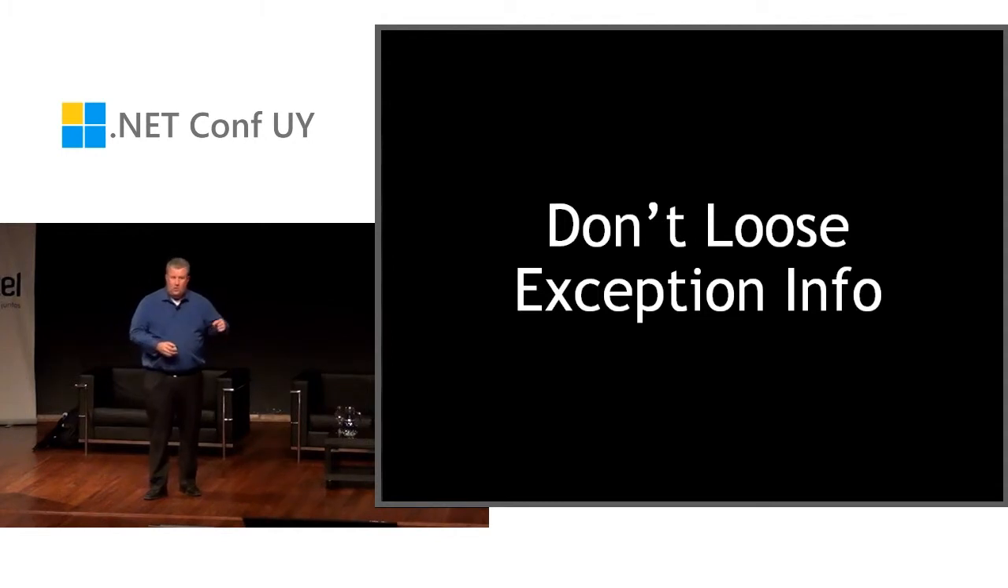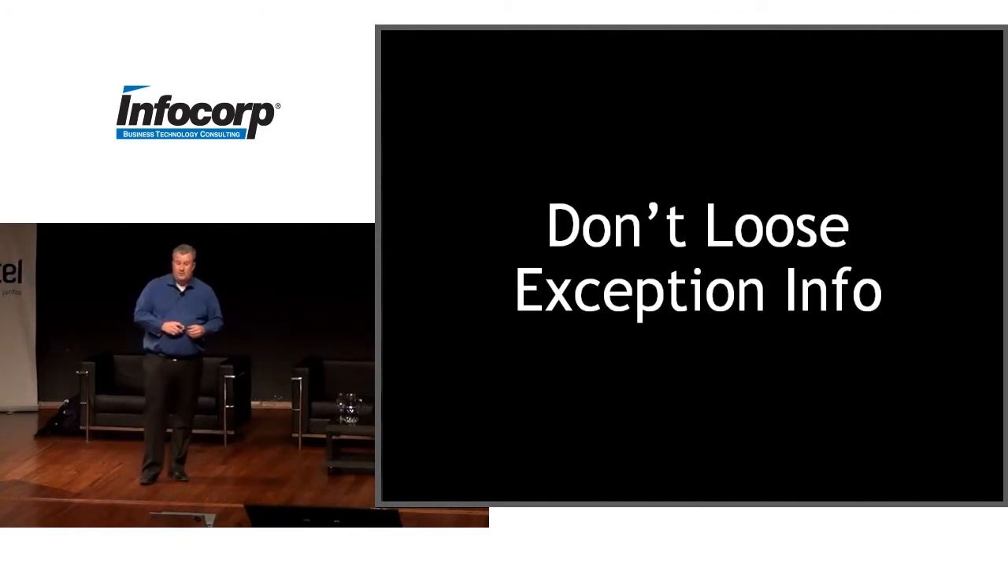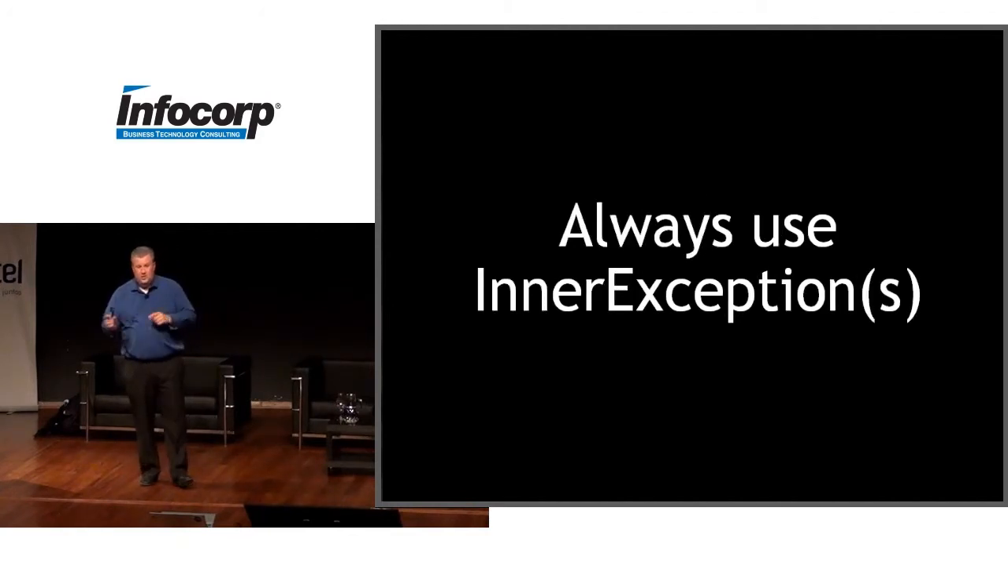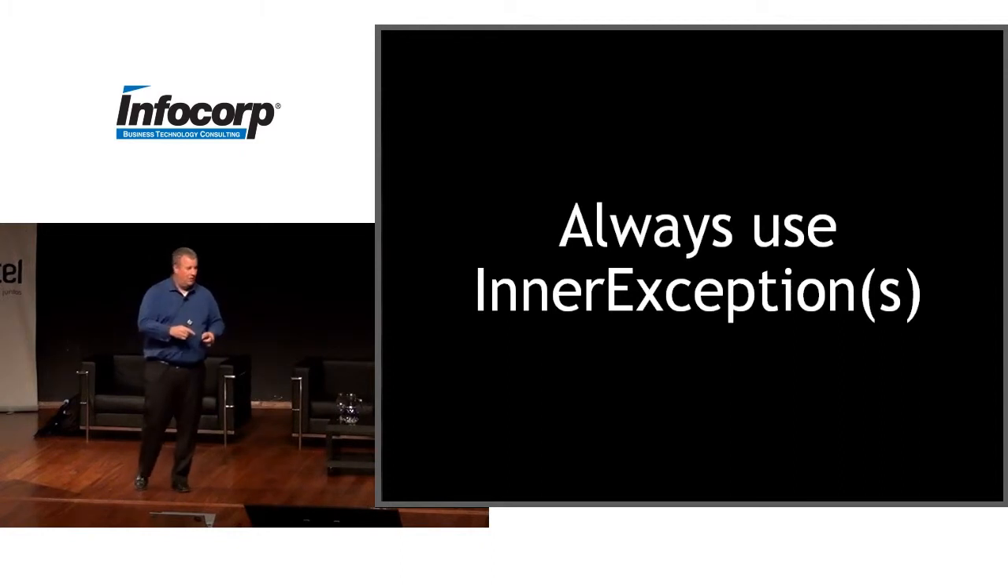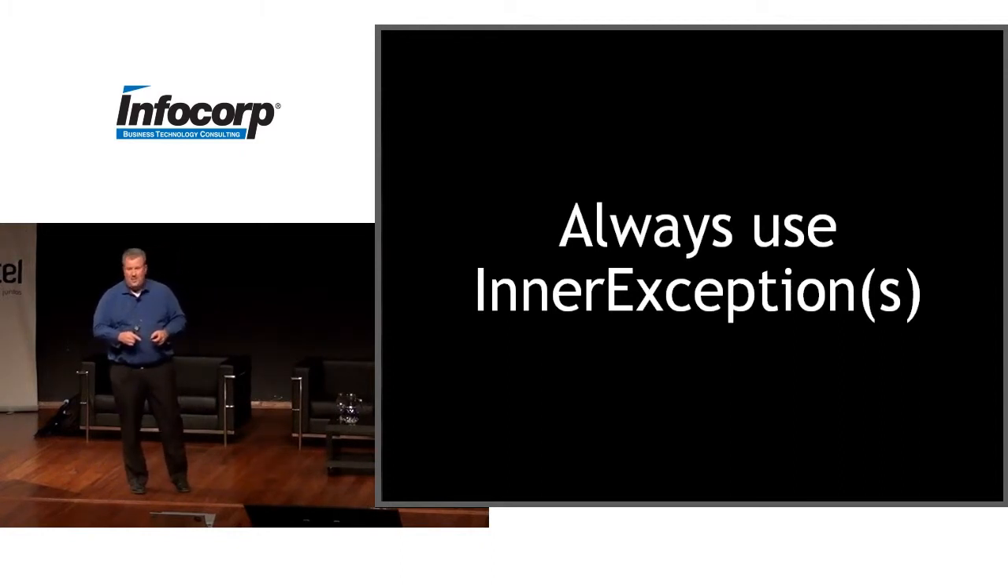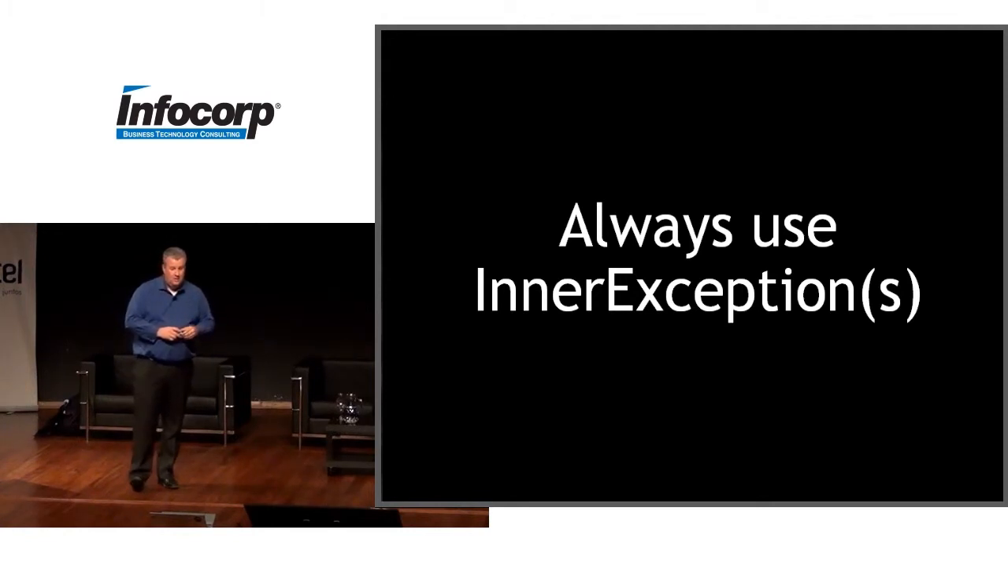The one thing we don't want to do through all this process is lose the exception information. Exception information is really important to us. It helps us debug and diagnose whatever problems are happening behind the scenes. So there's a couple things we want to do. The first one is we always want to make sure the inner exceptions of whatever exception was thrown are passed back through these exceptions that we just went over.